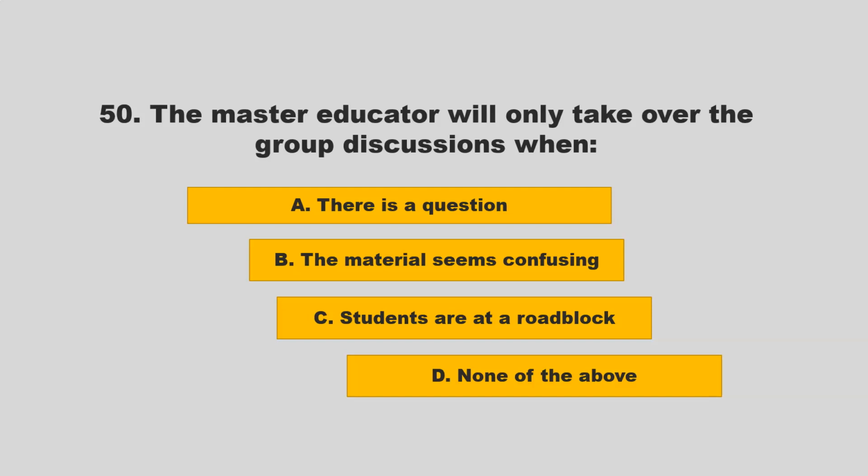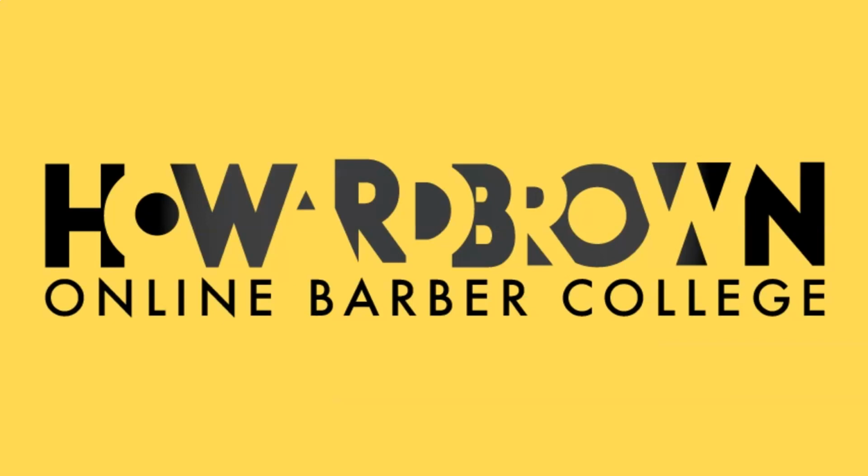The master educator will only take over the group discussions when there is a question, the material seems confusing, students are at a roadblock, none of the above. If you chose D, none of the above, you are correct. This concludes the review questions.